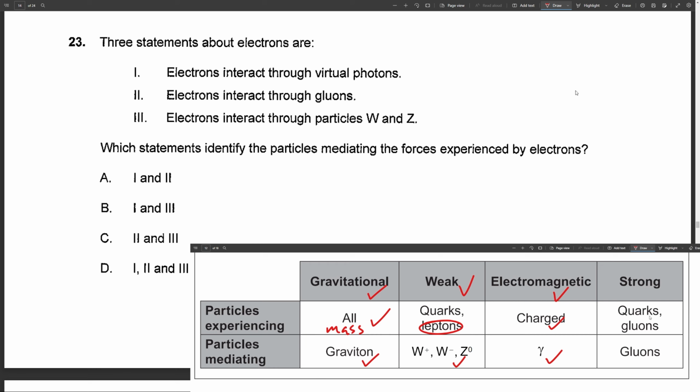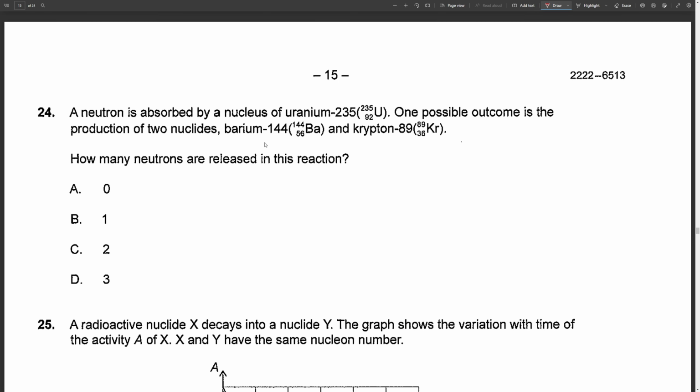However, electron is neither quarks nor gluons. Therefore, there is no strong interaction nor any gluons mediating between electrons. So the answer is statement 1 and 3. We choose B here. In question 24, we can see a nuclear fission.